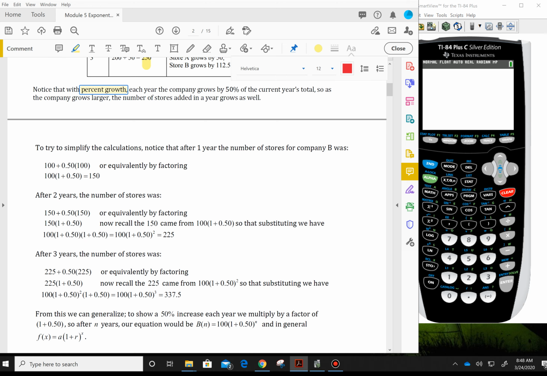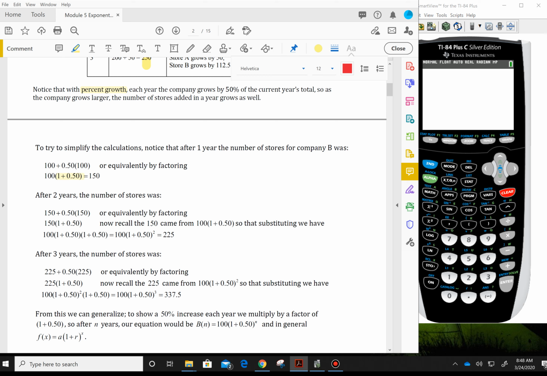To see a pattern and to simplify the calculations, let's look at the numbers again. Notice that after 1 year, the number of stores for Company B was the original 100 that it started with, plus the 50% of that 100. Notice that you have two common factors of 100 that you can pull out, leaving the 1.50, the growth multiplier, and ending with the 150 stores that they had.